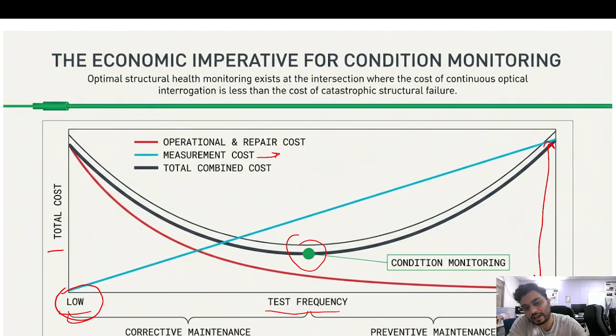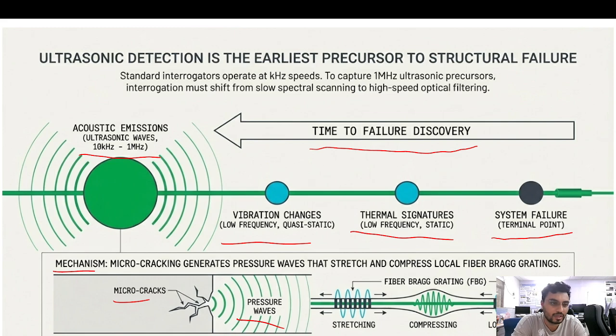Using these two things we can combine, and we can say that the total combined cost can lie at a minimum somewhere here, neither at low nor at high. So we need the corrective maintenance and the preventive maintenance, and somewhere in the middle of that we can get this cost effective treatment. For that, the first thing is that ultrasonic detection is the earliest precursor to structural failure.